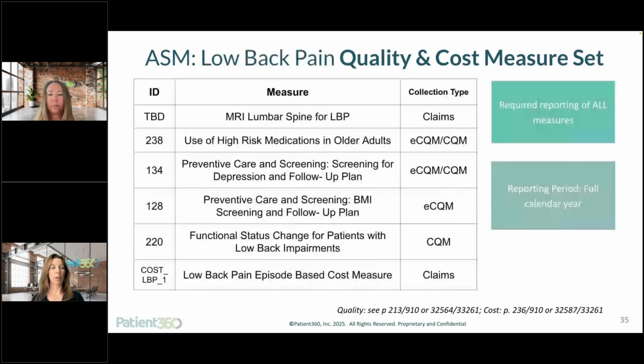potentially required quality and cost measure set. The first one, MRI for lumbar spine, is the claims-based measure. It would be respecified. It's currently in the hospital outpatient quality reporting program, and as such, it's specified at the facility level. So they would need to do testing, reliability and validity, and such, and make sure that it's suitable for the NPI-TIN level.